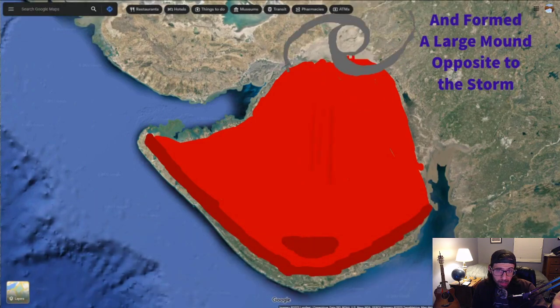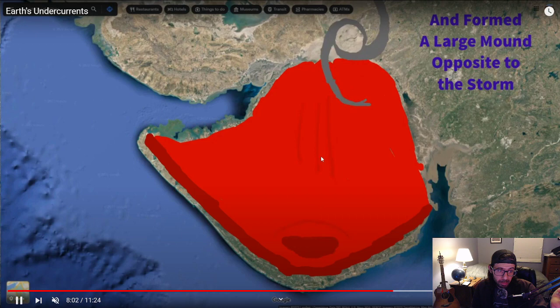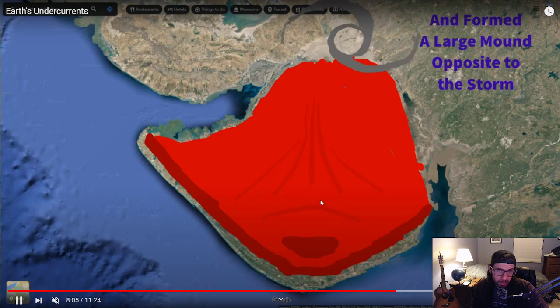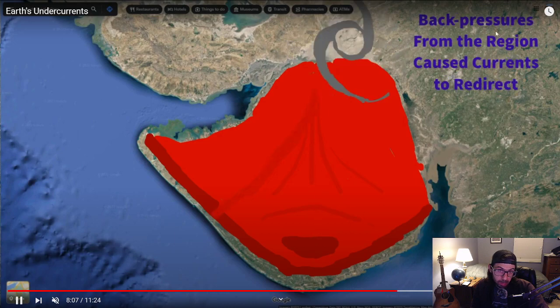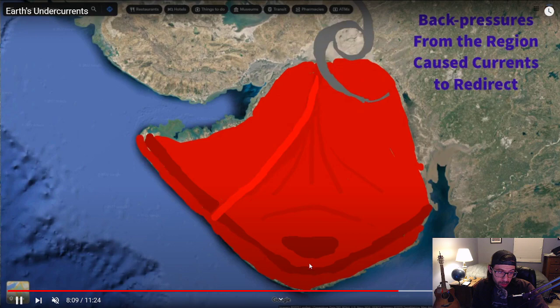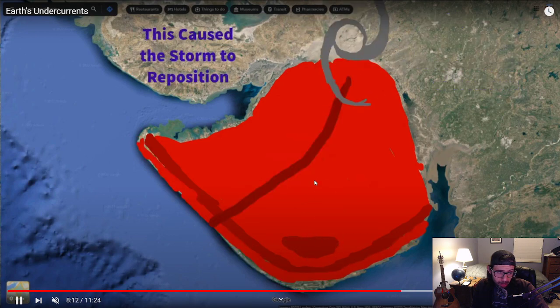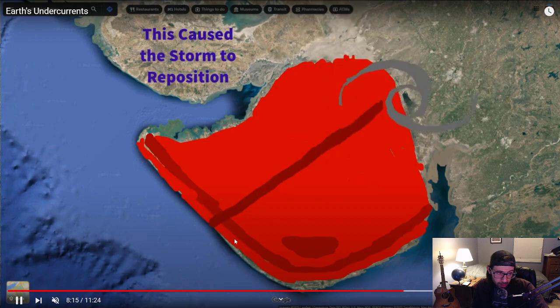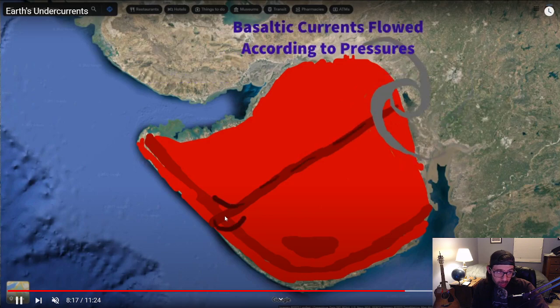And formed a large mound opposite to the storm. So there's this mound storm. First of all, there's this boundary, and then the current keeps flowing, so it produces a mound opposite to the storm. Back pressures from the region cause the currents to redirect. So this region produces a back pressure on the current flowing across, which then deflects it over here, carving through the side. And then the storm repositions.